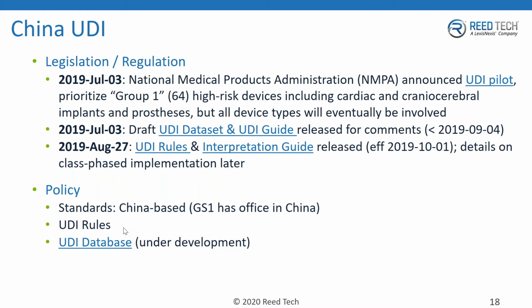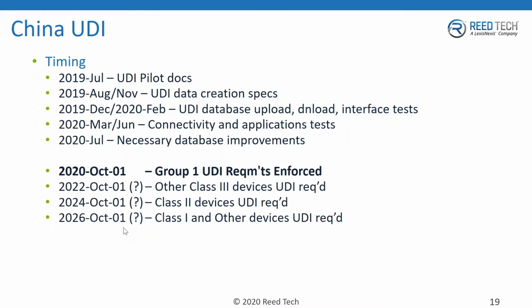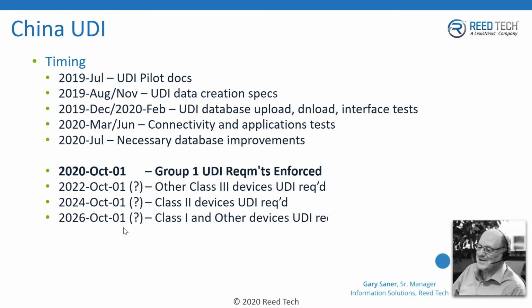So if you're familiar with either one of those, China will have its own little nuances, of course, but there are some similarities, and you'll recognize some of the attributes and so on, and the rules about placing UDI on product and so on. There is a link there to a notice about the database and information that you can pursue there.